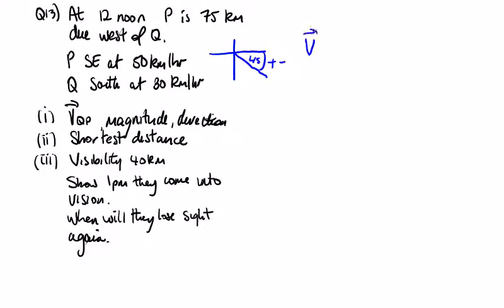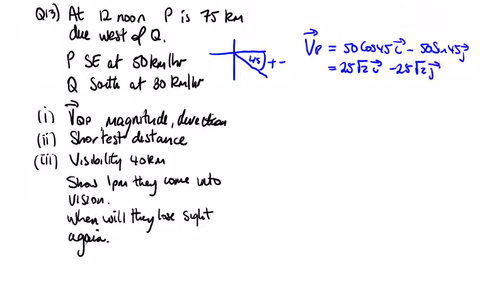Positive, negative. So the velocity of P, 50 cos 45 in the I direction minus 50 sine 45 in the J direction. 50 by 1 over root 2 is going to be 50 by root 2 over 2, so 25 root 2 in the I direction minus 25 root 2 in the J direction. The velocity of Q, due south at 30 kilometers an hour, so due south is negative J, so equals 0 I minus 30 in the J direction.